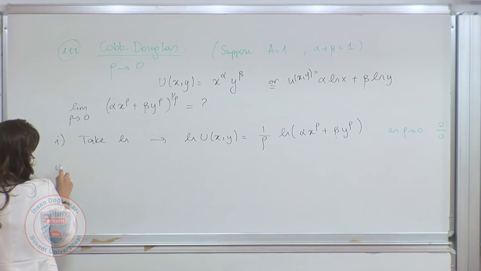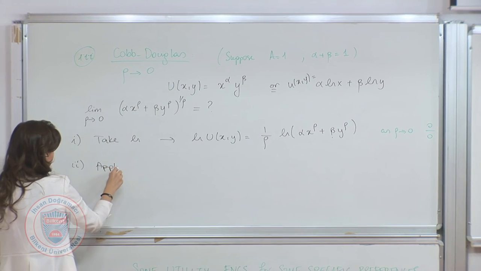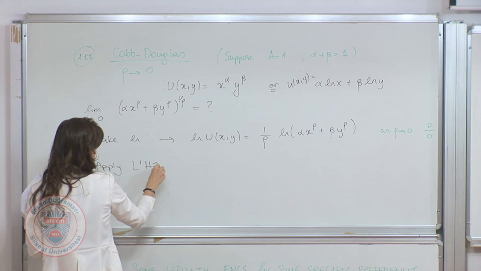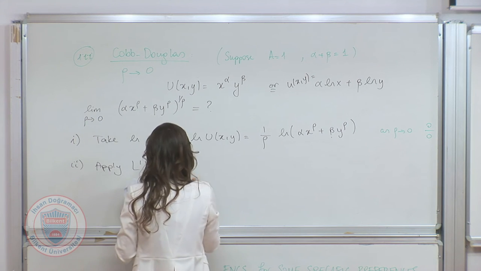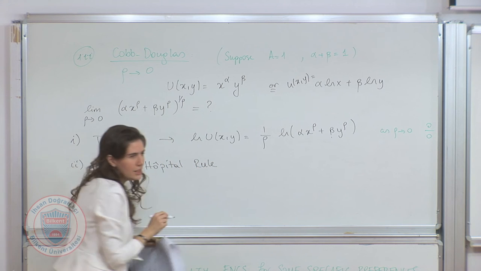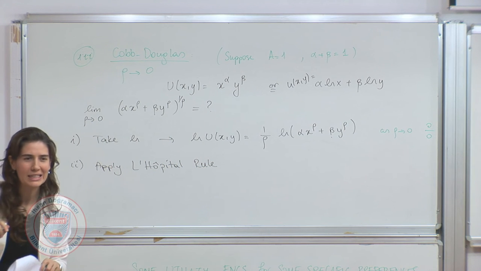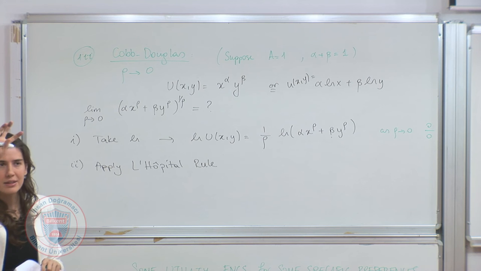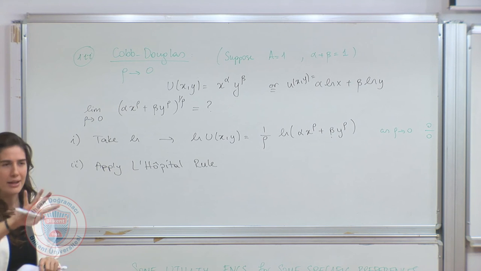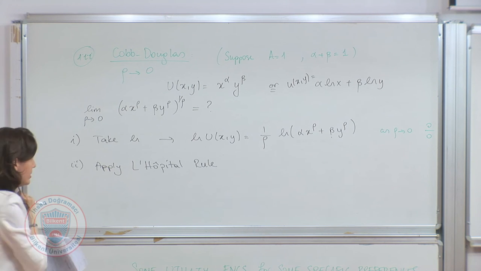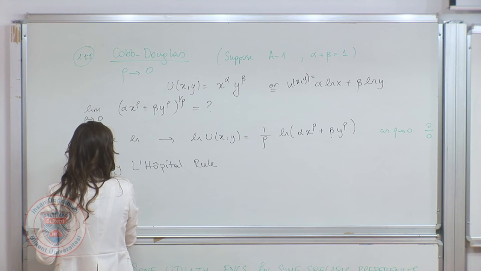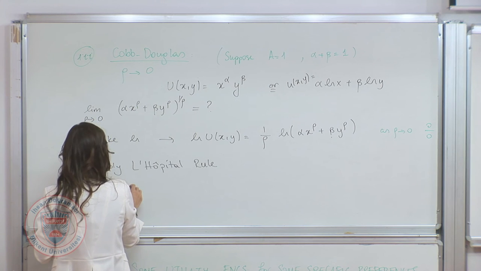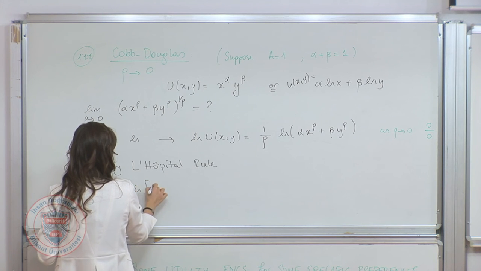Then you should apply L'Hôpital's rule. How was it? How are we applying it? You were taking the derivative of the numerator and the derivative of the denominator. So basically that's what you were doing. So let's actually have this. As I said, I'm going to give you all the steps.